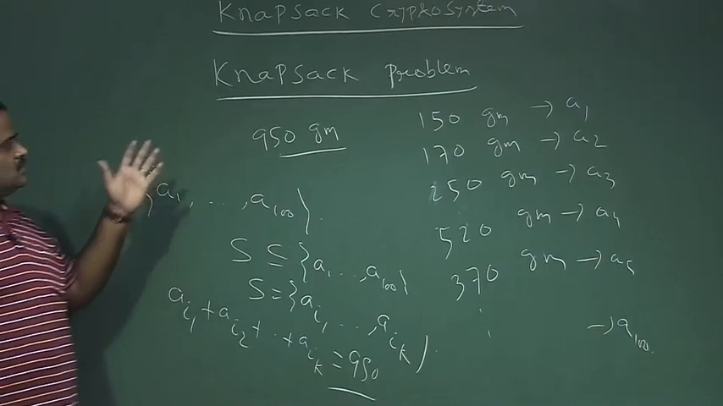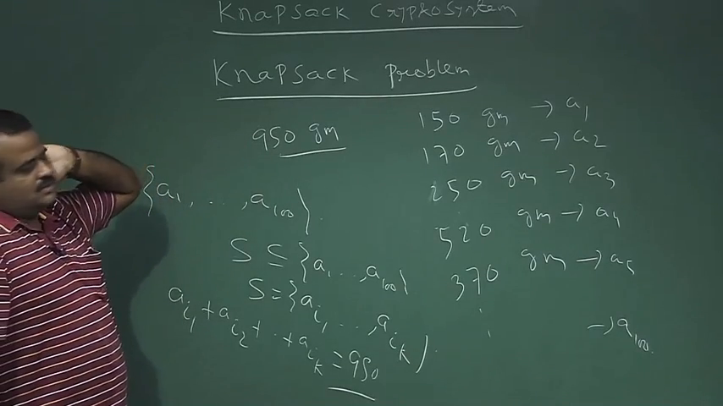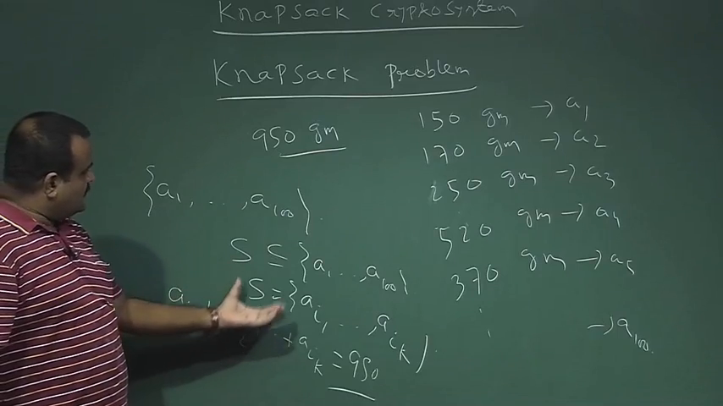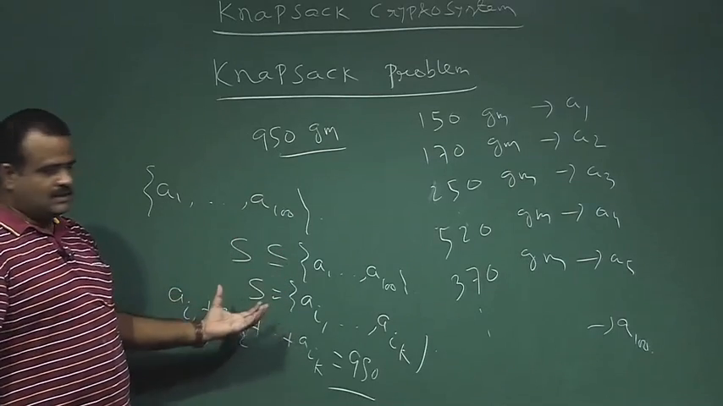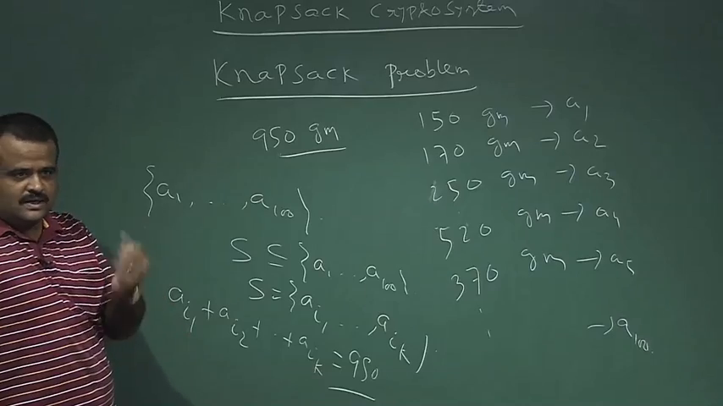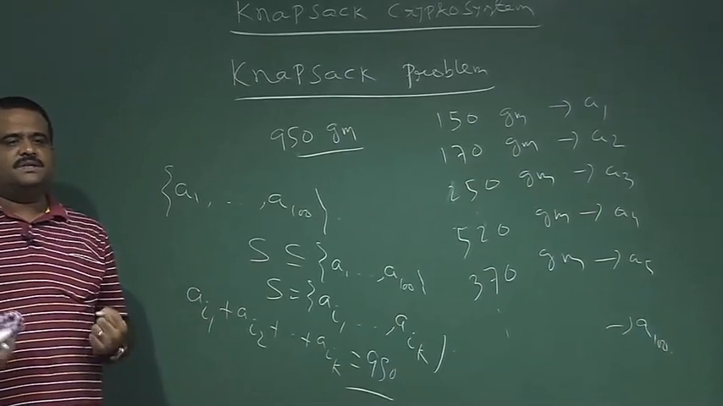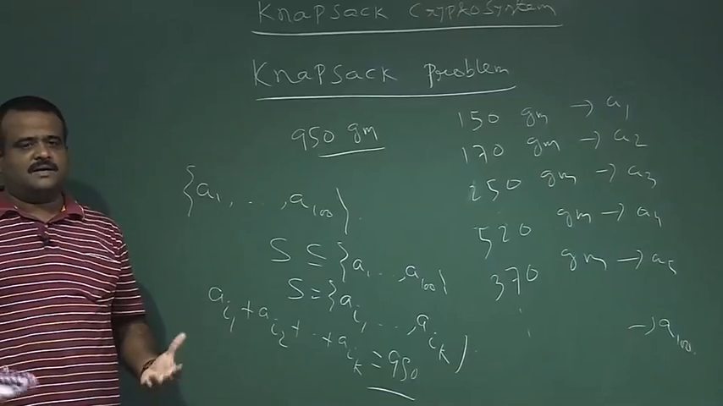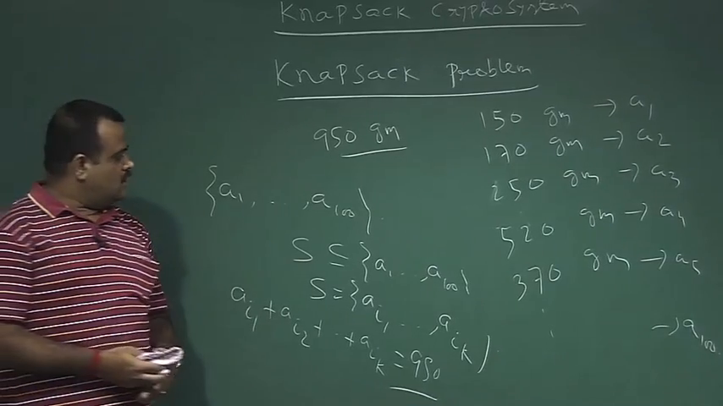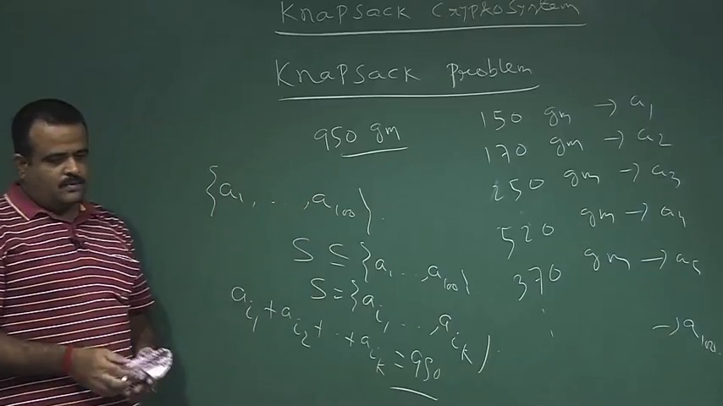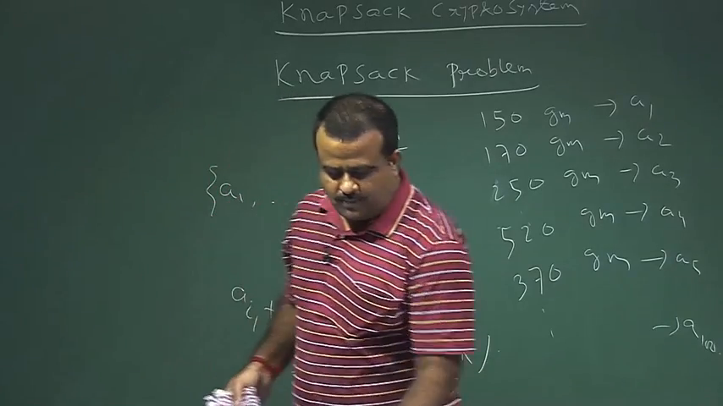So the problem is, we are given some integers. This is also called the subset sum problem. This subset is called a knapsack, because we keep these apples into our bag, so that bag is called a knapsack. So we can formally write this problem.